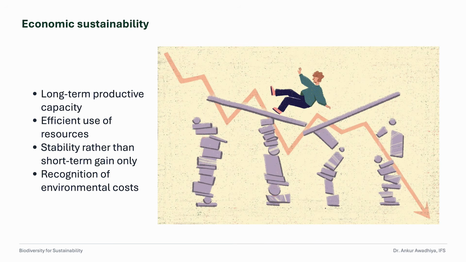We now turn to the third pillar, economic sustainability. This pillar is about maintaining long term productive capacity, efficient use of resources, stability rather than only short term gain, and recognition of environmental costs. The image on this slide suggests imbalance and instability, which is a useful warning. An economy may appear active and profitable in the short run, but if it destroys the natural basis of production, then it is not economically sustainable in the long run.